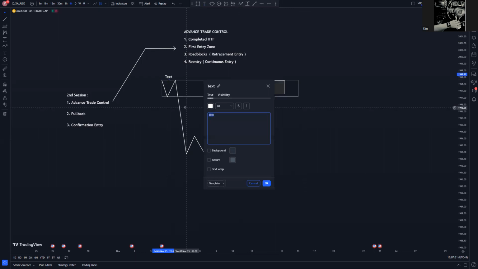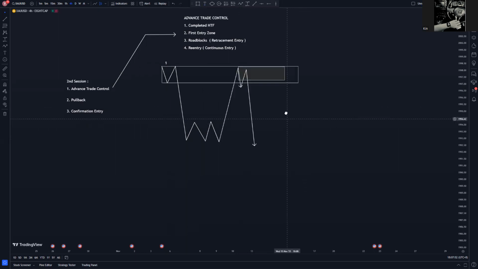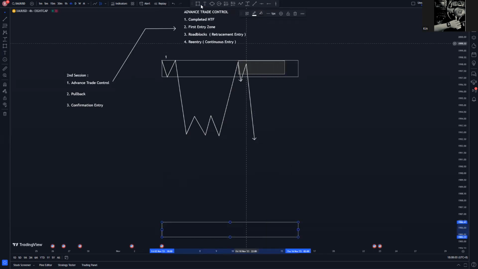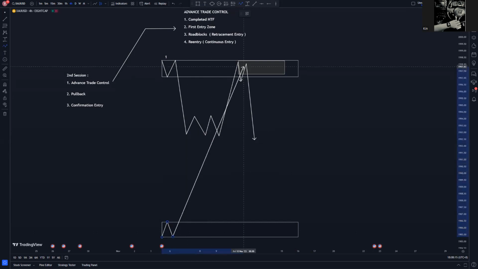So let me write it down as the first one. After that, we have the second one. Let me draw with the buy scenario. For an example, you have this engulfing buy on H4. So this second trade control is going to answer the question: how does the trade control get created at the current market price?